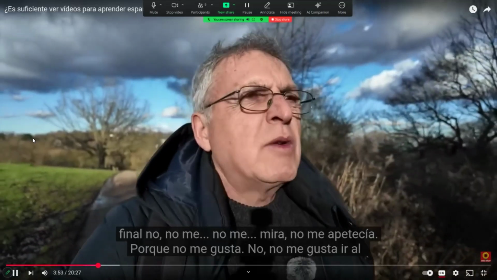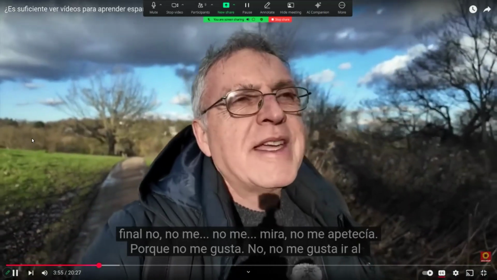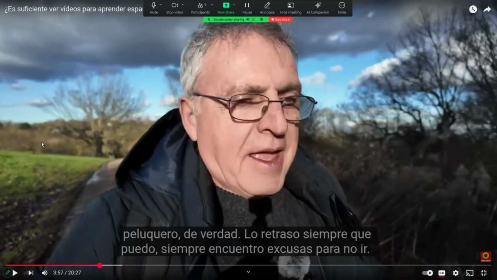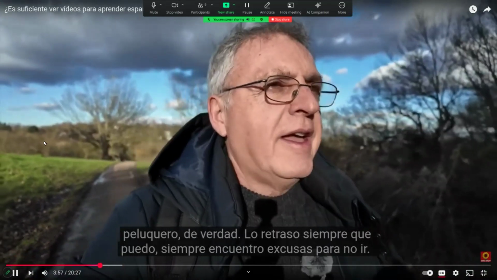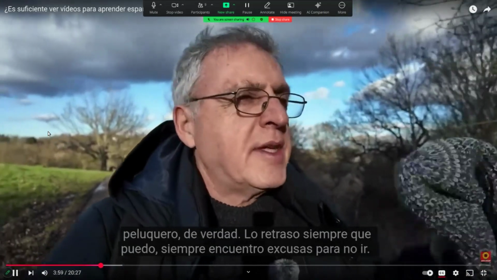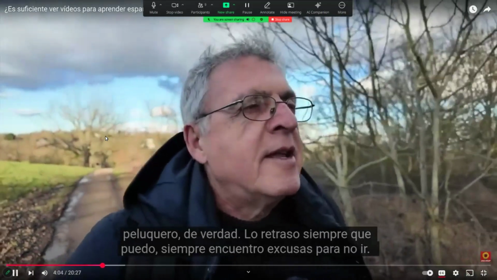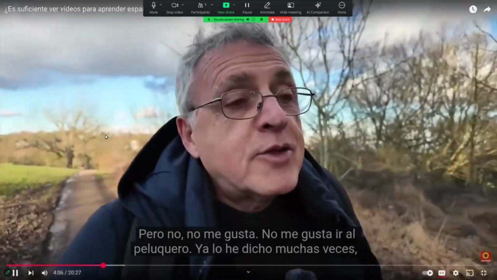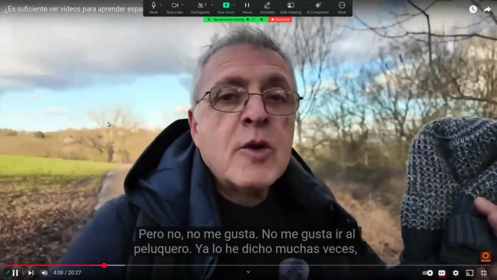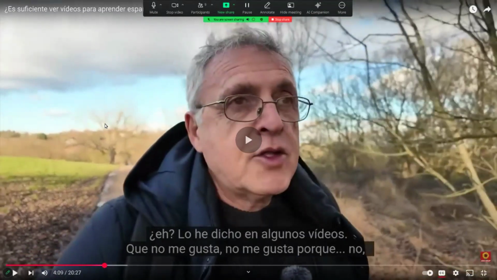Porque no me gusta ir al peluquero, de verdad. I don't like going to the barber, really. Los retraso siempre que puedo, siempre encuentro excusas para no ir. I put it off every time I can. Pero no, no me gusta ir al peluquero. Ya lo he dicho muchas veces, lo he dicho en algunos vídeos. I've said it many times. I don't like going to the barber.